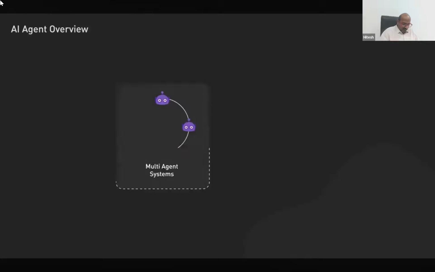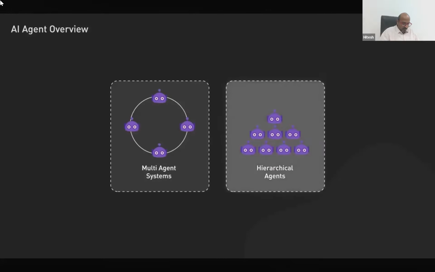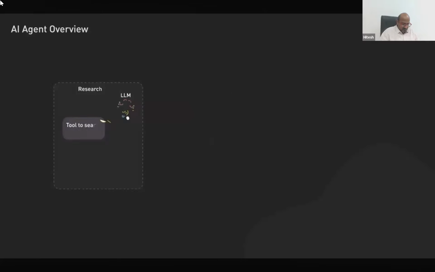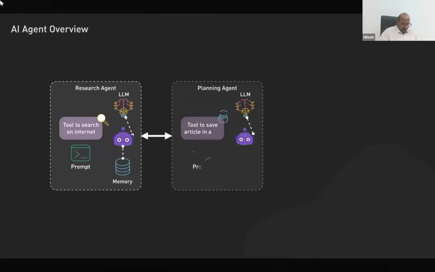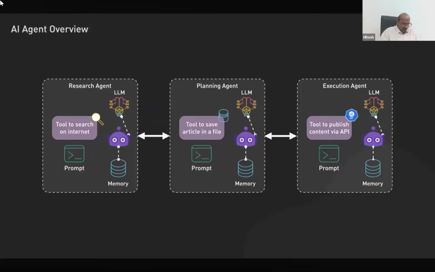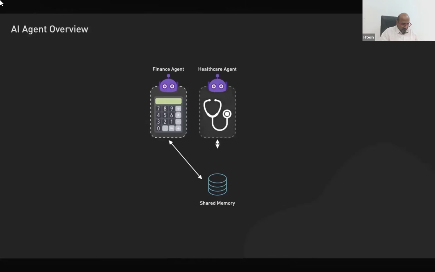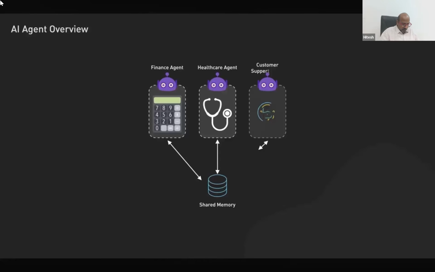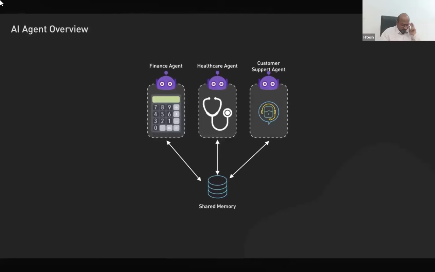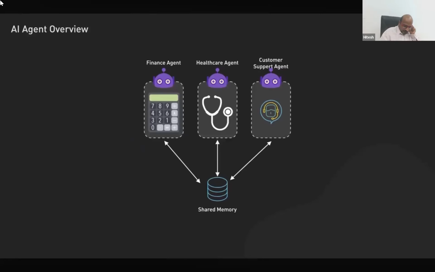Multiple agent architectures coordinate specialized agents working together within a shared environment. Research agents gather information, planning agents develop strategies, and execution agents implement solutions. The technical challenge here is designing effective communication protocols between these agents. We might use shared memory spaces or message passing systems to orchestrate their interactions.